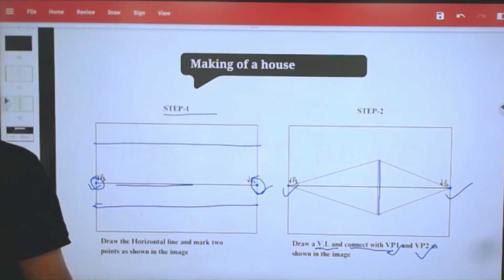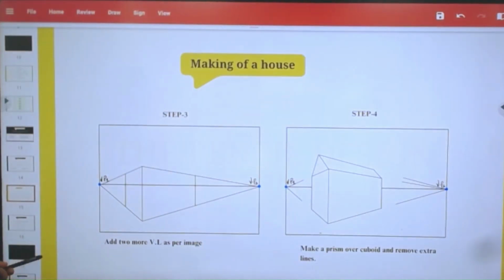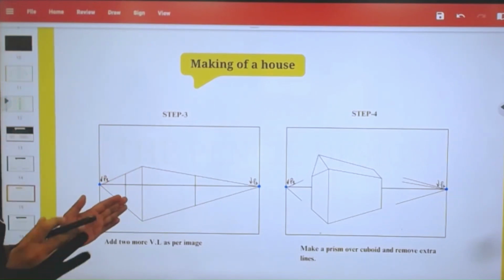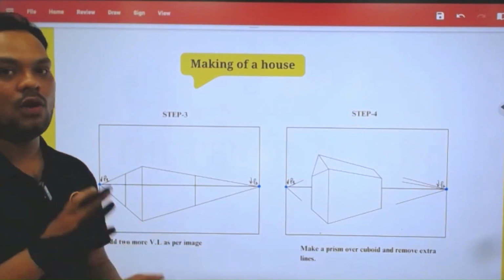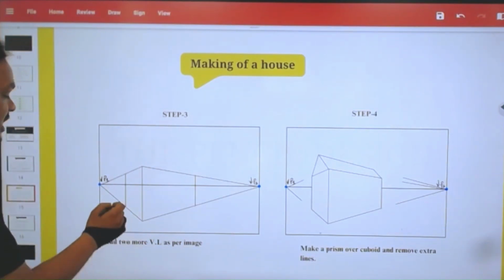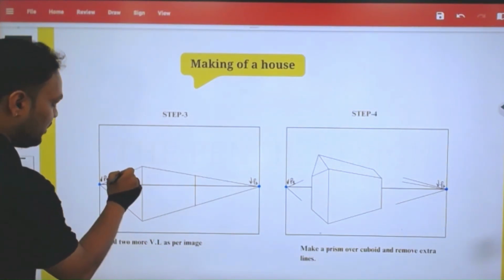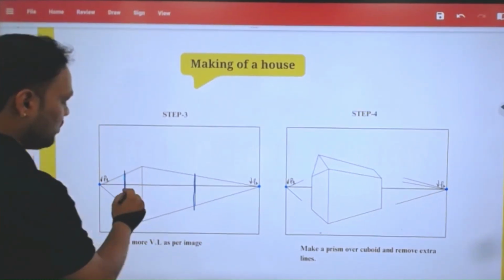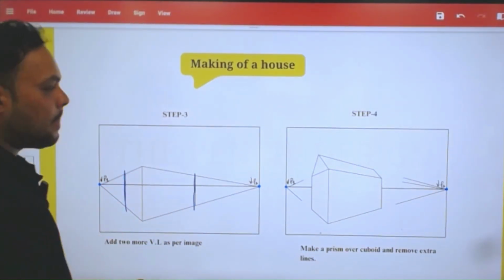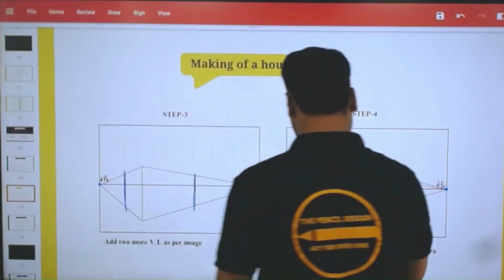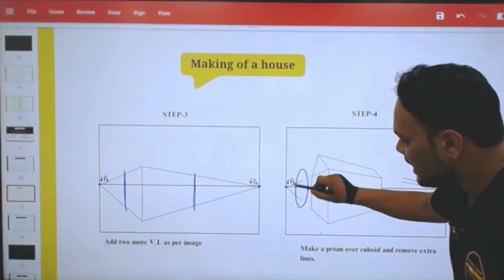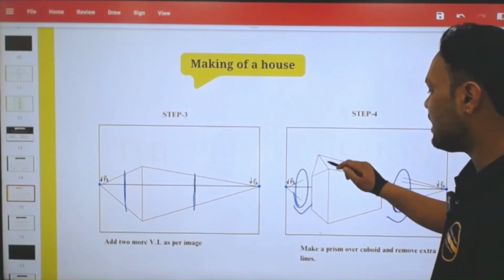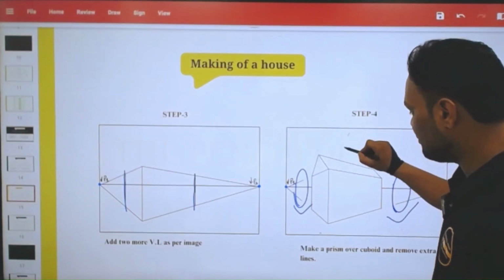Okay, in the next section, it's called section cutting. Like how big or how small, how long cuboid we need, we do the section cutting. So we make more vertical lines like this, 1 and 2. Simple. And in the fourth step, we remove the extra lines. As you can see, disconnect the extra lines and have drawn the prism over it.